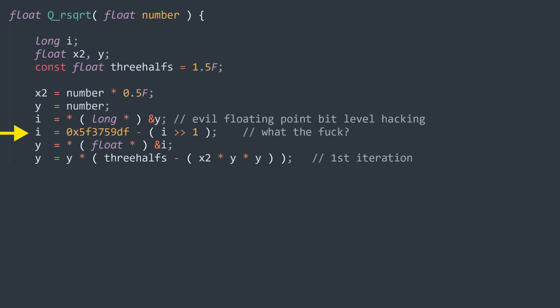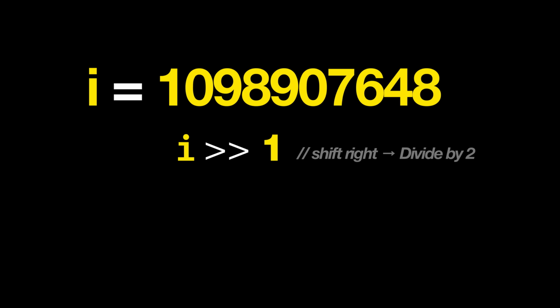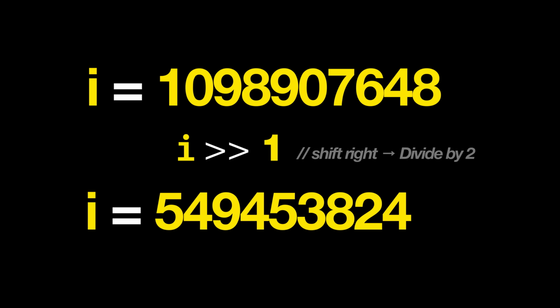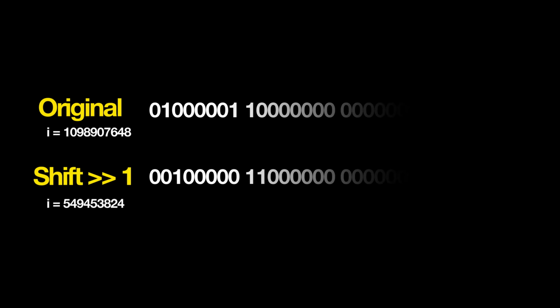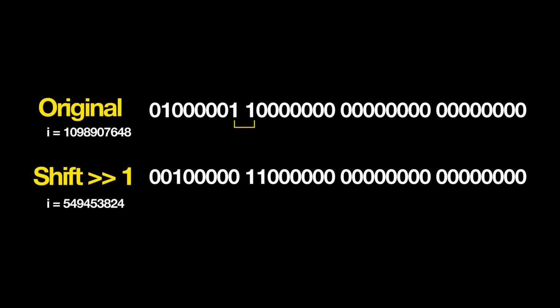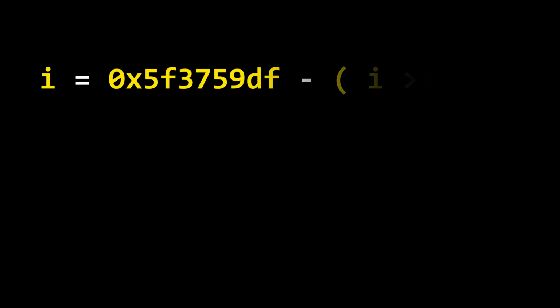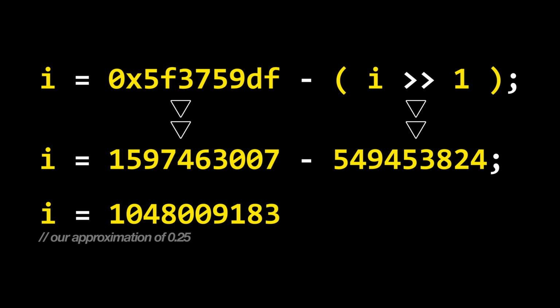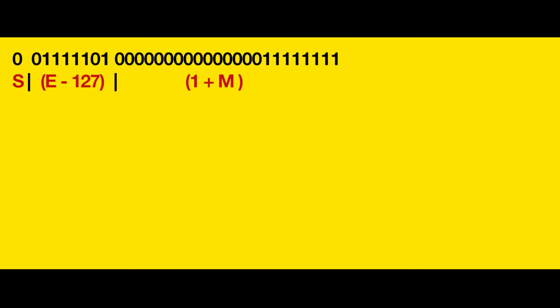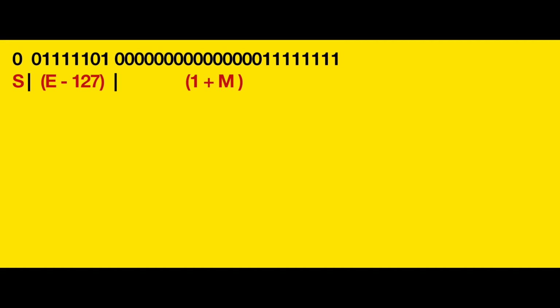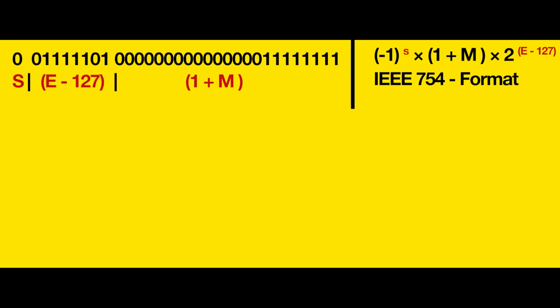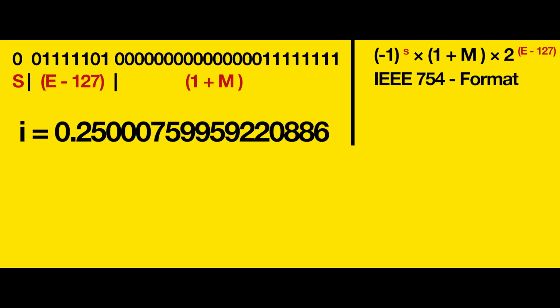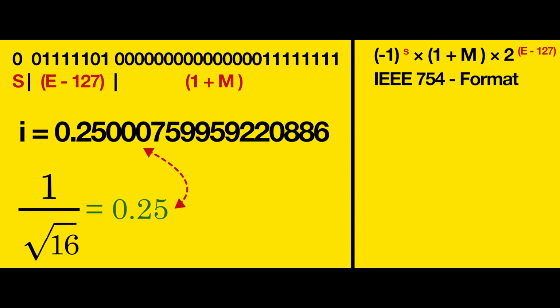This brings us to the next line. Right-shifting I by 1 means dividing it by 2. This is the bit manipulation that we mentioned, as it is way faster than the standard division. We then subtract it from the magic constant, and we end up with the integer solution. To check the approximation, we convert it to binary, then to the IEEE format, and we end up with 0.50075, which is very close to our goal.